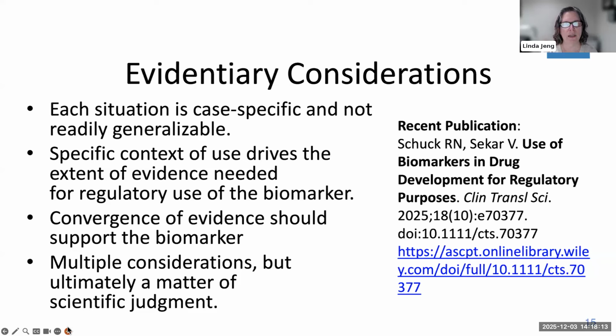And then it really comes down to this convergence of evidence, and all of it should be supportive of the biomarker. There are lots of considerations that go into what should be evaluated, and ultimately it's a matter of scientific judgment. There is a recent publication by Schnook and Sakar that talks a little bit about this, so I provided the reference here on the right, so that you can look at a general context of review of the biomarker.